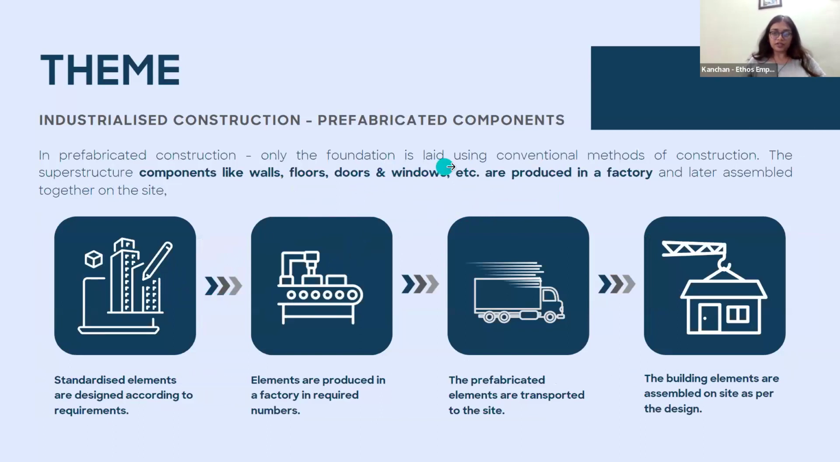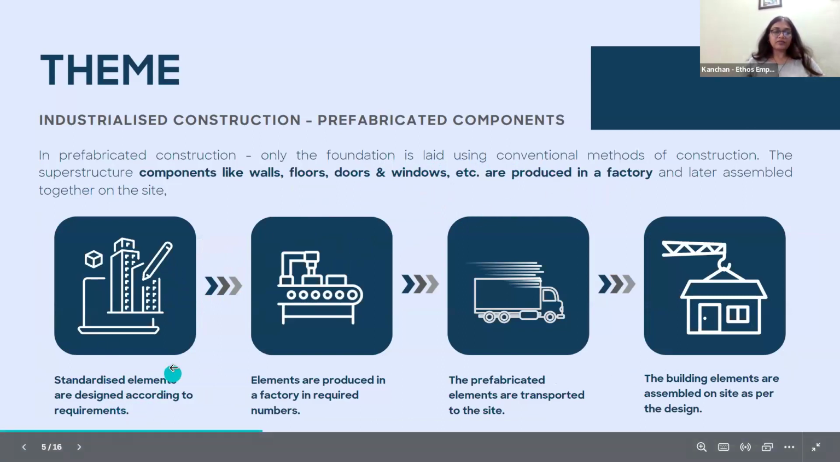So only the foundation is laid using conventional methods of construction, and the superstructure components like the walls, floors, doors, windows, balconies, like we were just discussing, and railings, bathrooms, they can all be produced in a factory and later assembled together on the site.